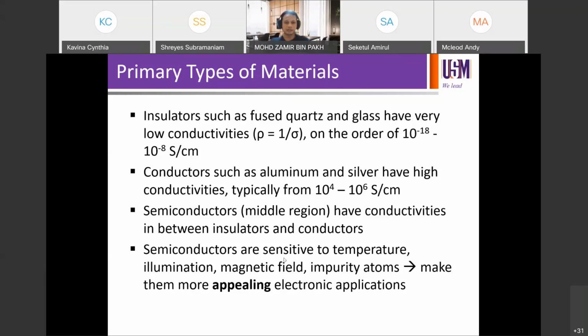So semiconductors are sensitive to temperature, illumination, magnetic field, and impurity atoms. We're going to discuss all this later on as we go along the course, and we're going to see how these properties can be changed or manipulated, if you like, in order to make your semiconductor materials or devices operate perfectly.